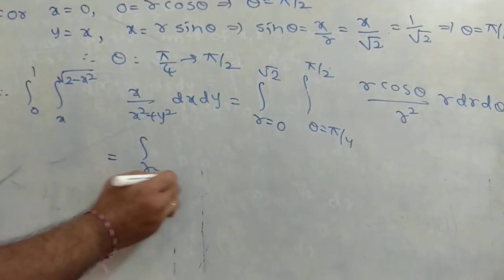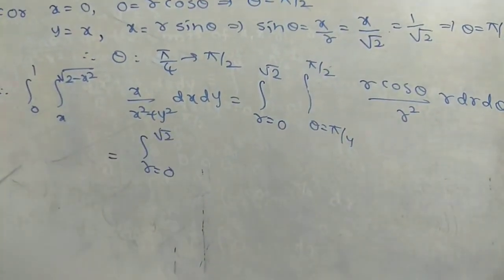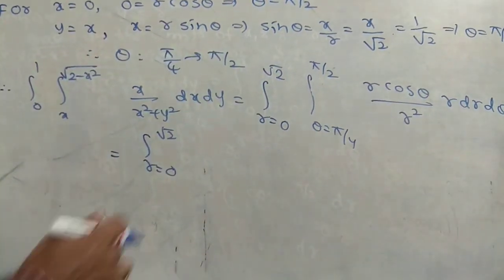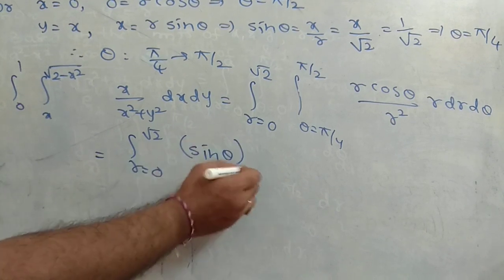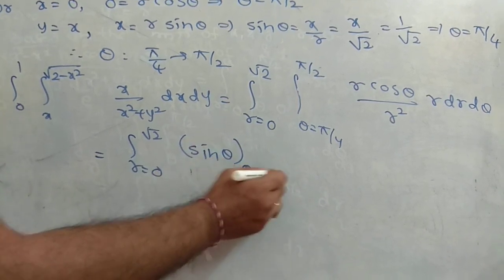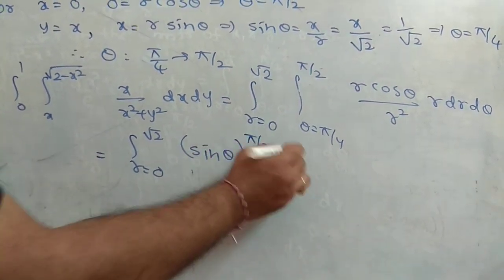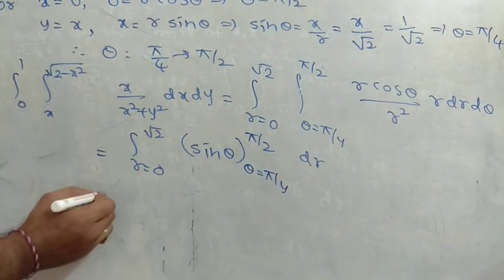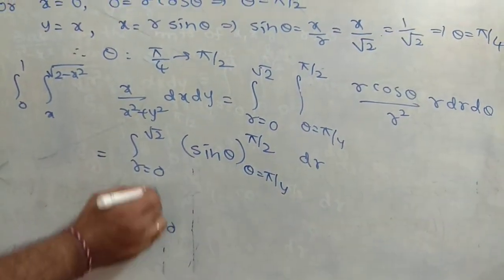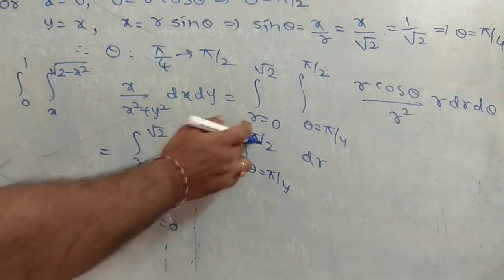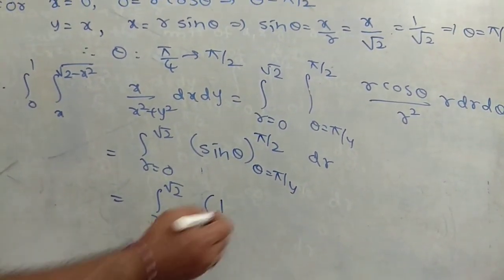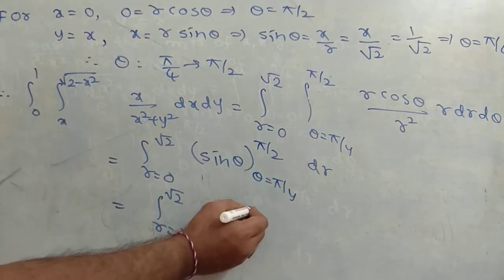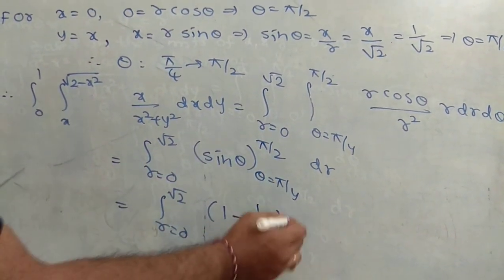So r equal to 0 to root 2, first you keep as it is. Integration with respect to theta, cos theta integration is sin theta. The limits here are theta pi by 4 to pi by 2, and still we have dr. So r equal to 0 to root 2, substitute your upper limit. What about sin pi by 2 value? It is 1 minus sin pi by 4, which is 1 by root 2. So this is of dr.